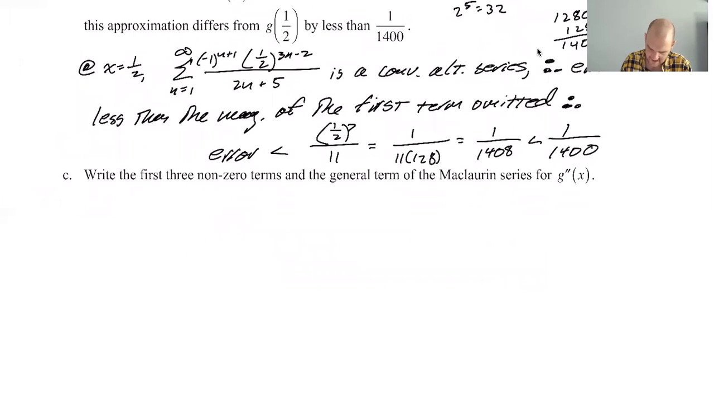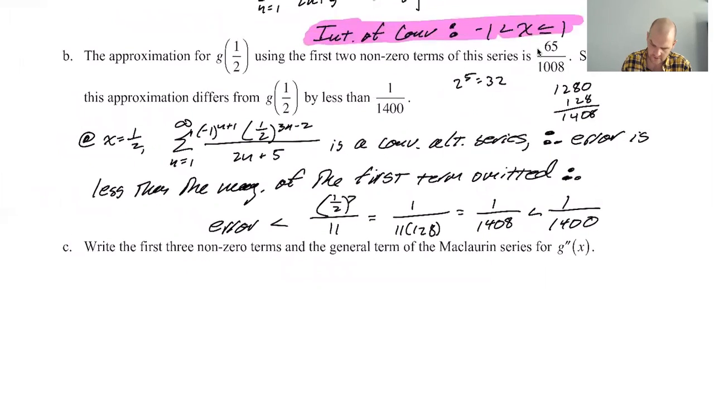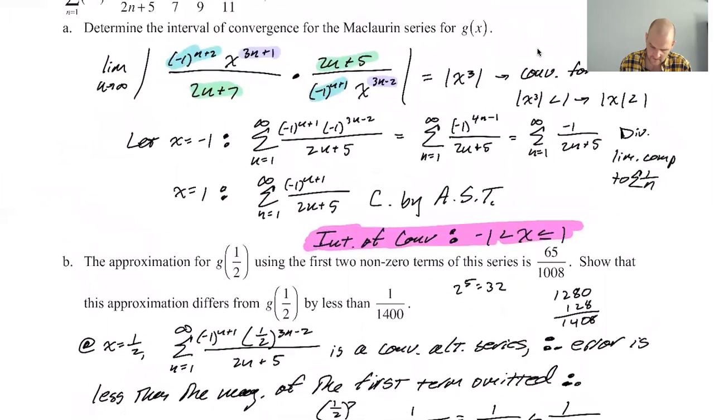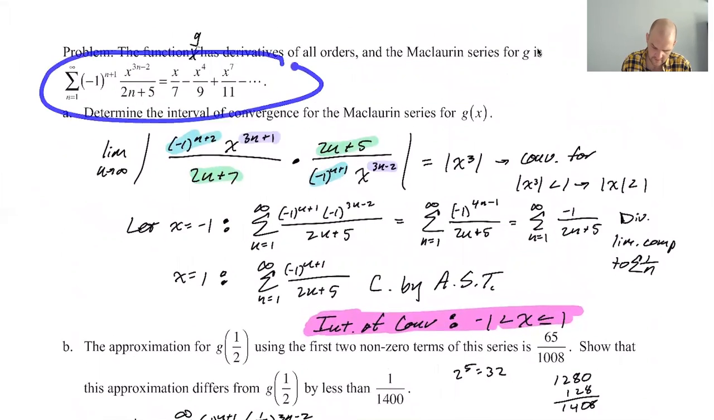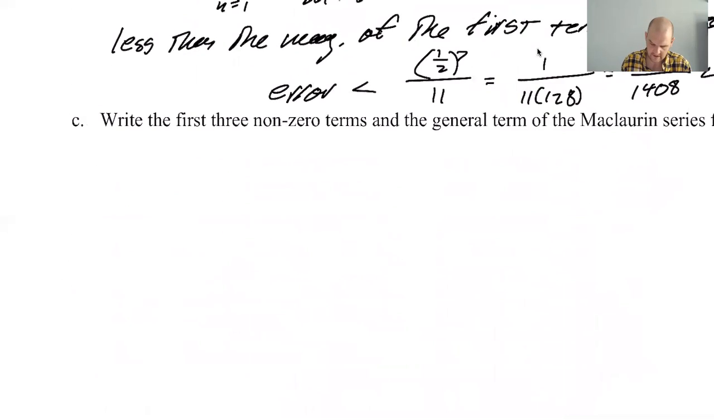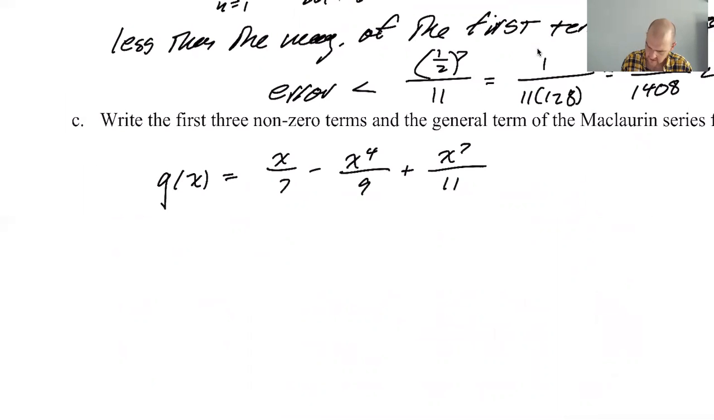Right, the first 3 non-zero terms and the general term of the Maclaurin series for g double prime. Crud. All right. So let's borrow the terms we were given. So we had x to the 7th over 7 minus x to the 4th over 9. So this is g of x. It is x to the 7th over 7, x to the 4th over 9. And then I think it's going to be x to the 7th, right? I'm just adding 3 and then adding 2 in the denominator.